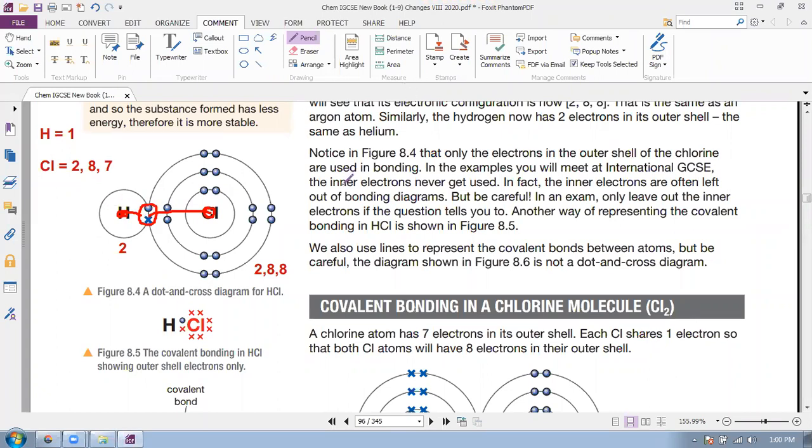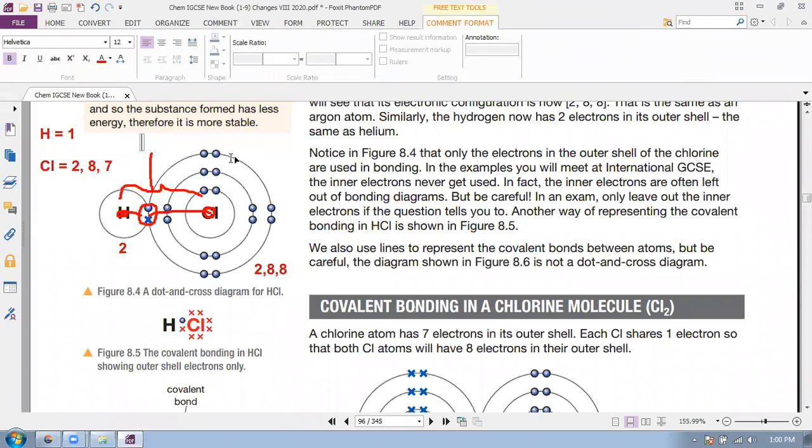And this force of attraction is actually the covalent bond. This force of attraction between the positive nuclei and the shared pair of electrons is actually the covalent bond. Understand? Covalent bond.